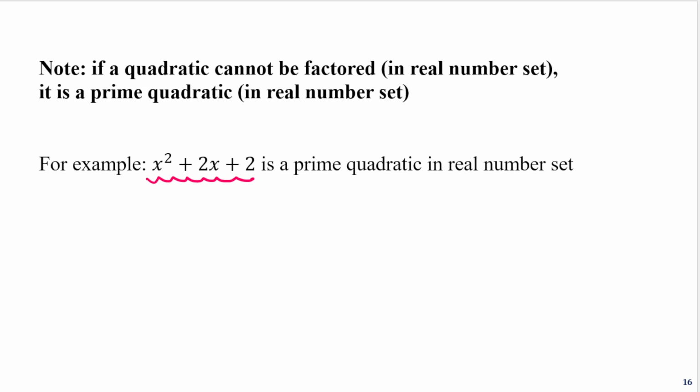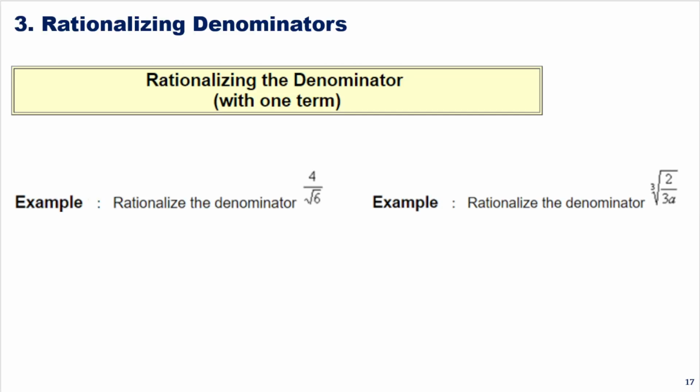Okay, if no questions, let's have a look at some trivial concepts related to rationalizing denominators. When we solve quadratic equations, sometimes we need to rationalize the denominator. So let's have a look at some common methods we can use. So first example, rationalize the denominator: 4 over square root 6.